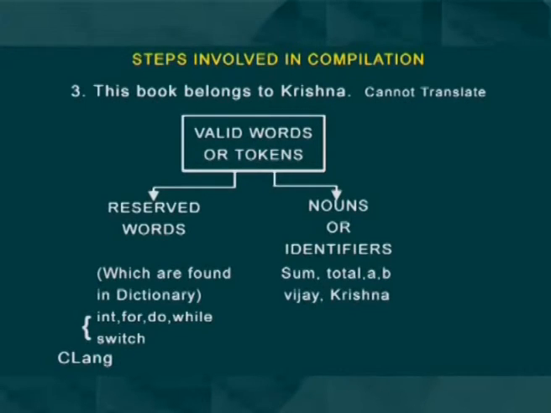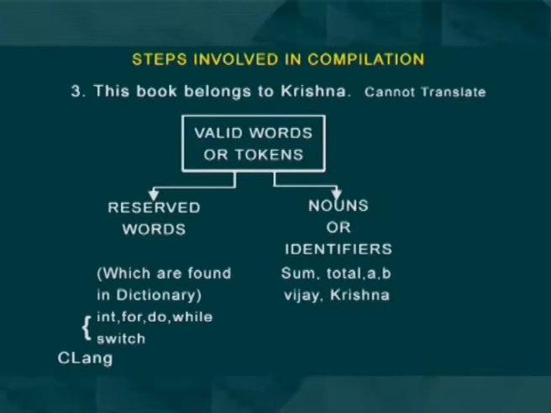The other type of valid words are nouns or identifiers. These are the words defined by the user. For example, sum, total, A, B, T. These are the words in C language. Otherwise, Vijay, Krishna and so on, the names. So there are two types of valid words: one is the reserved words and the second is the nouns.